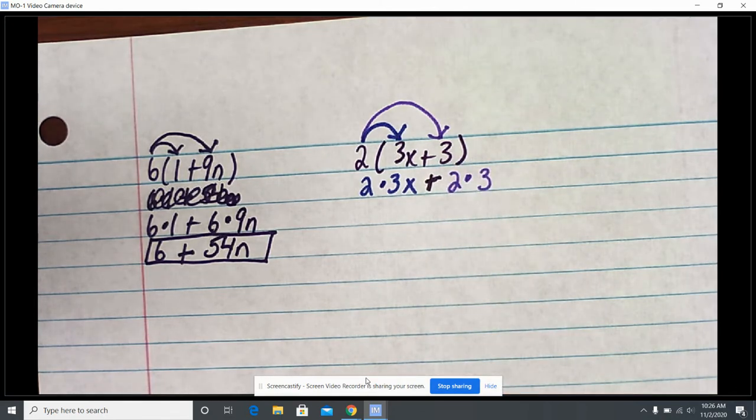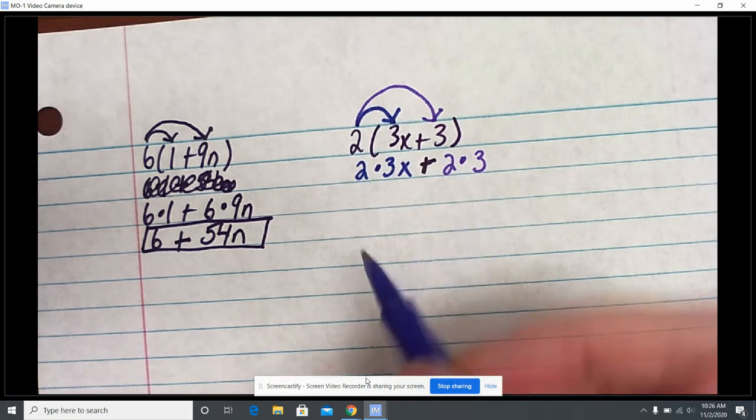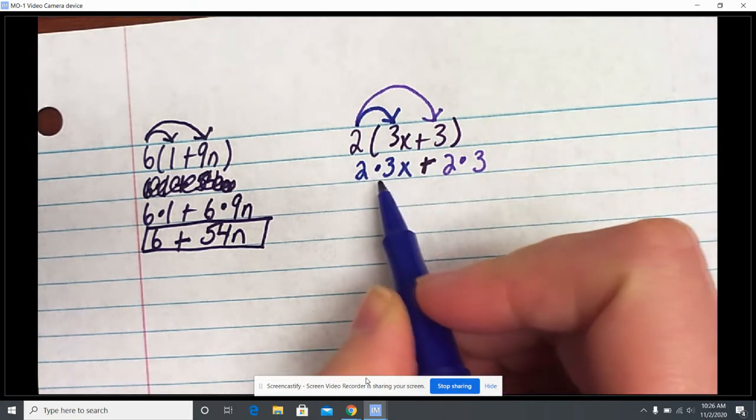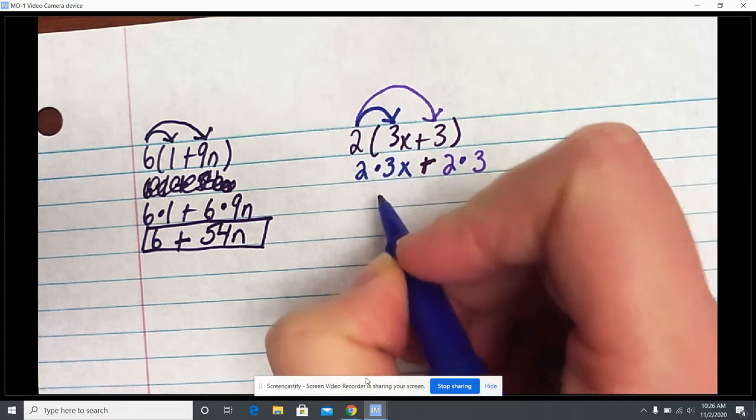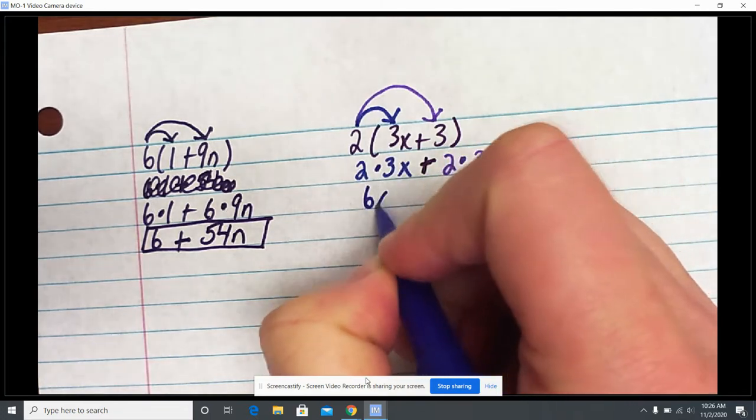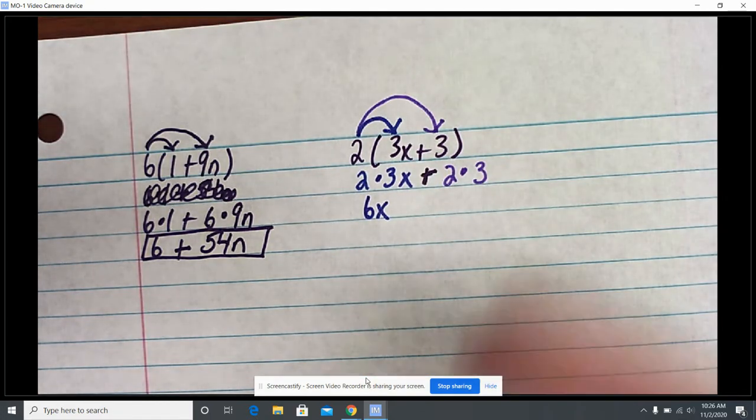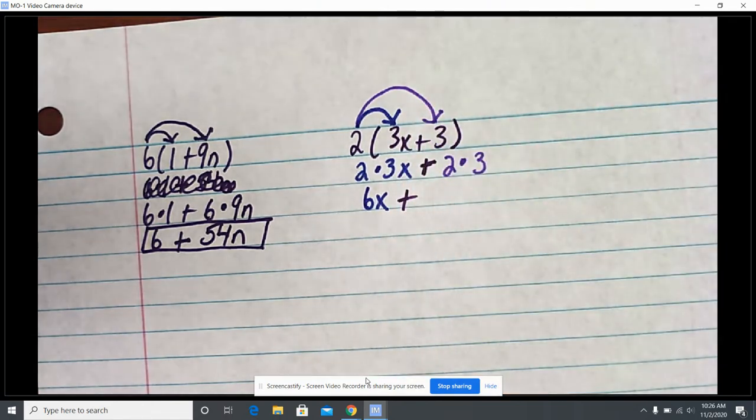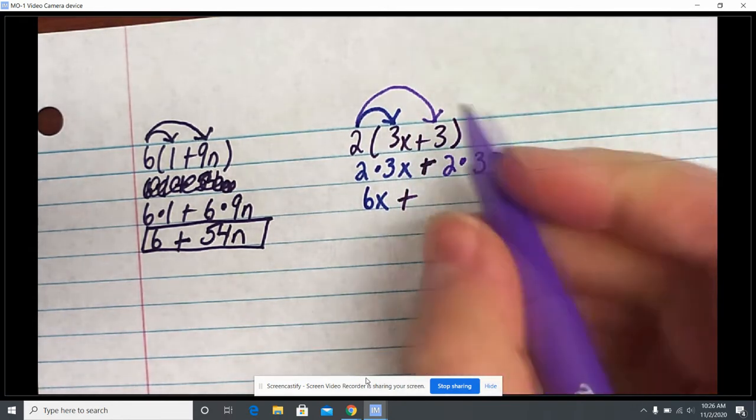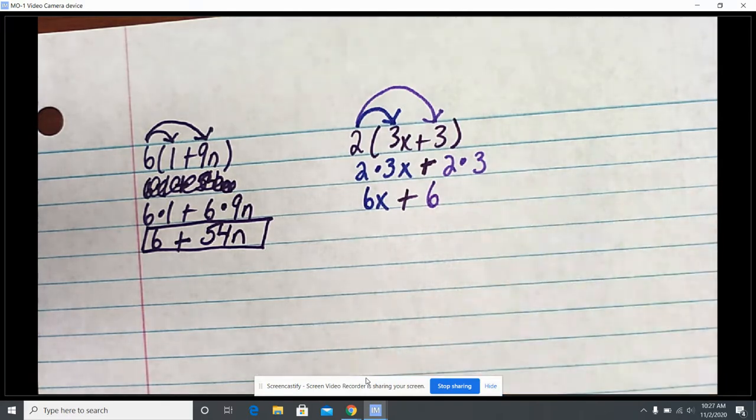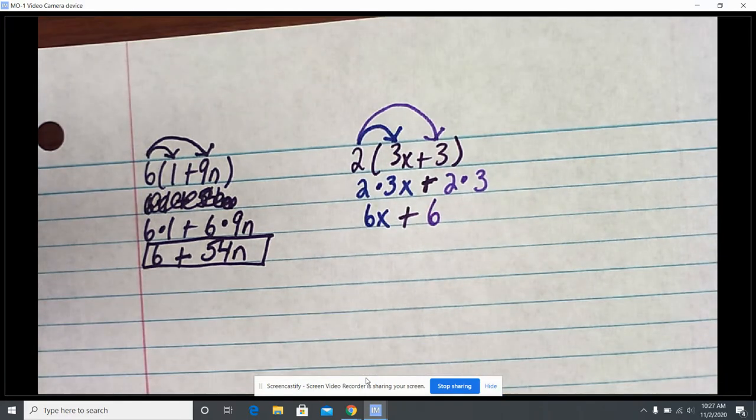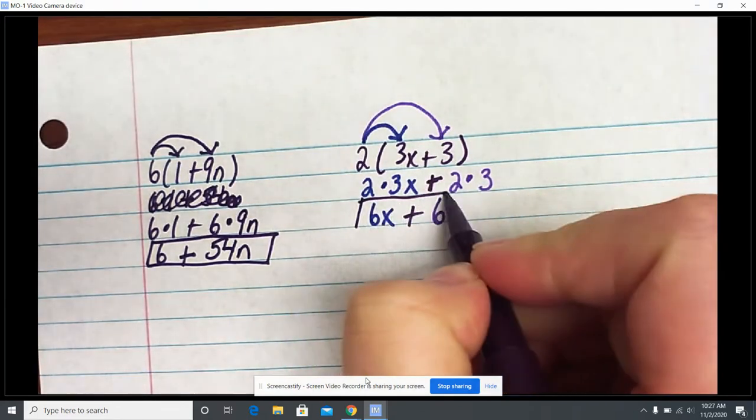So when I do that, I'm taking 2 times 3x. So 2 times 3x gives me 6x plus, and then I'm taking my 2 times 3, which gives me 6. Now, I didn't explain this on the last one, but I'm going to explain it on this one.